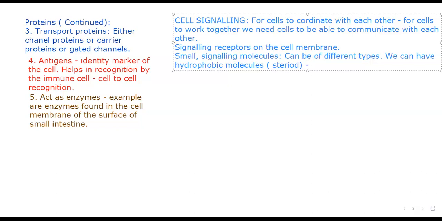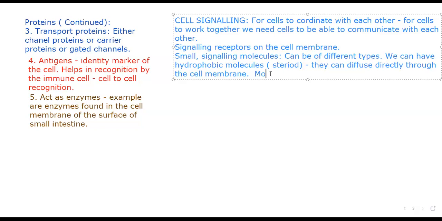The good thing about hydrophobic molecules is that they can diffuse directly through the cell membrane, right? And then, for example, they can go to the nucleus. And after going to the nucleus, they can tell the nucleus, listen, you need to start making this molecule. You need to start producing this compound. You need to start cell division, whatever the function of that product is. It will go and do that because it can directly cross the cell membrane.